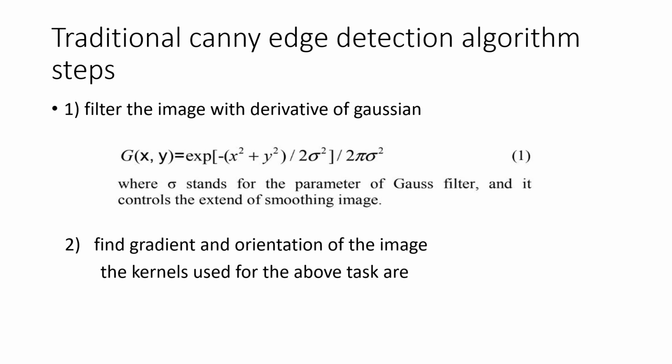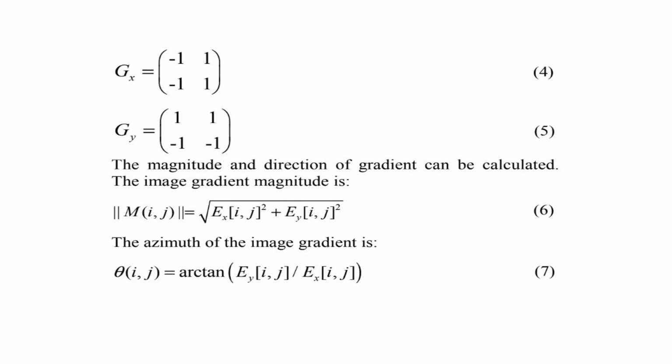The second step involved in this traditional method is the gradient and orientation of the image. The kernels used for the above tasks are gx equal to -1 -1 1 1 and gy equal to 1 -1 1 -1. Hence, the magnitude of the gradient can be calculated as follows. First, convolve the image with gx, and then with gy, you will be getting the horizontal gradient and the vertical gradient. Then find the image gradient using the above formula: square root of ex(i, j) whole square plus ey(i, j) whole square, and the azimuth angle of the image gradient.